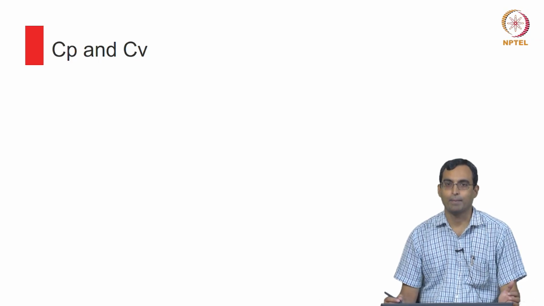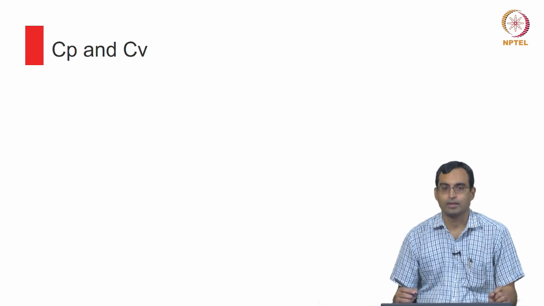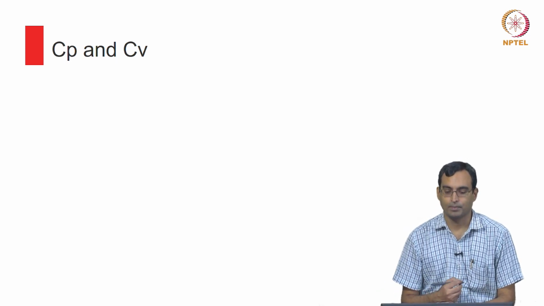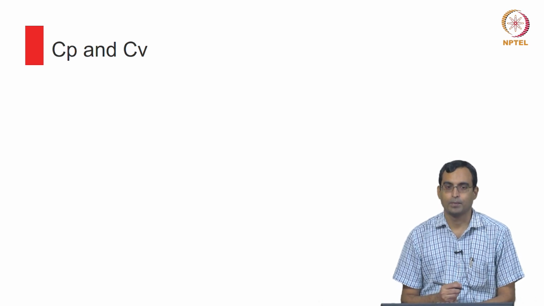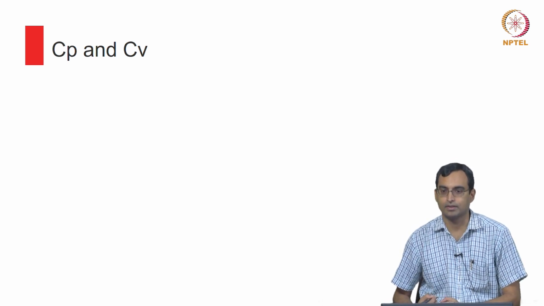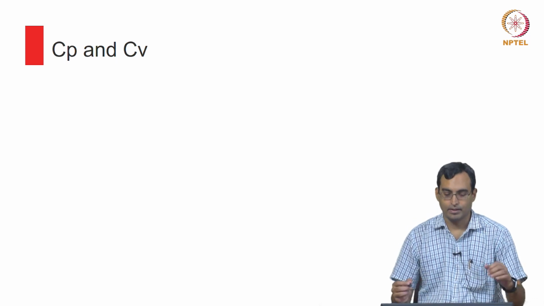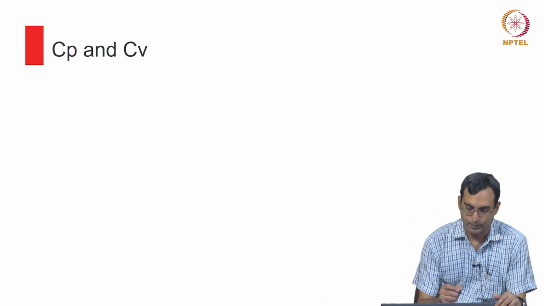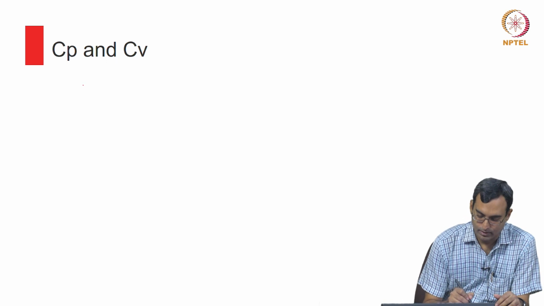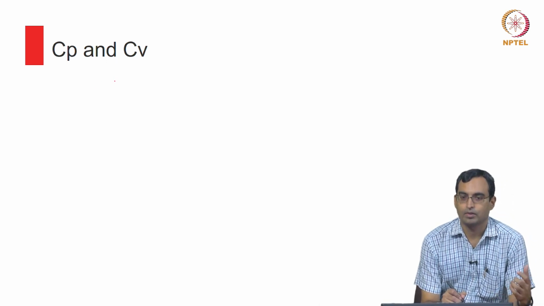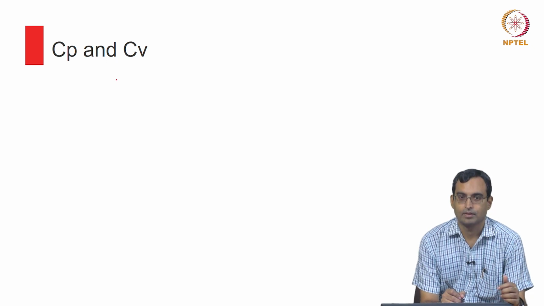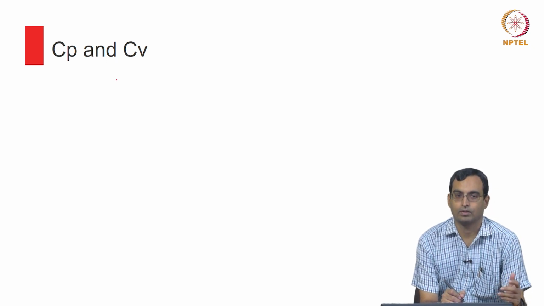Hello and welcome back. We'll go on with a few more examples, but before that we'll look at the definitions of Cp and Cv, which are the specific heats at constant pressure and constant volume. So we know the definition of these. For example, Cp is the amount of heat which is transferred for a unit degree rise in temperature for a unit mass of the substance at constant pressure.